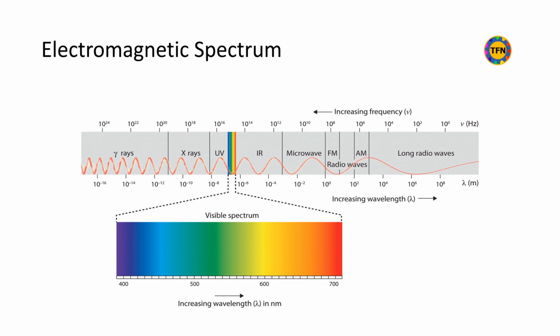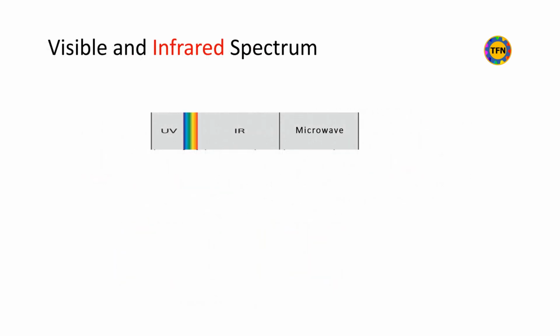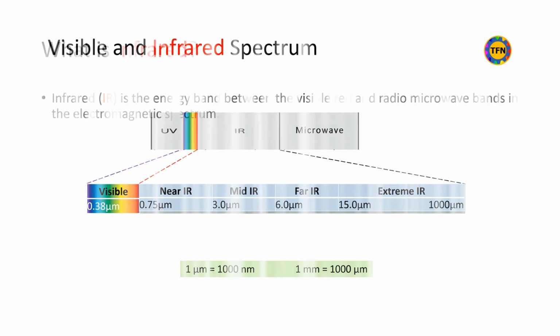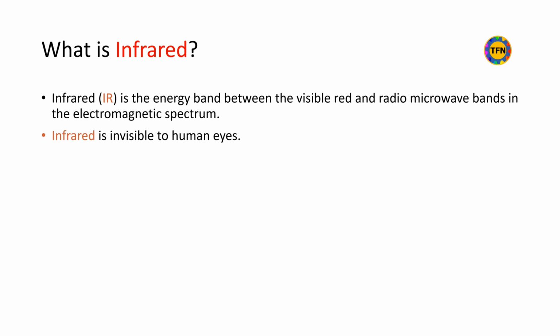Shorter wavelength radiation has a higher energy level even within the same band. Now let us see which wavelengths are in the visual and infrared bands. The visual spectrum includes wavelengths from 380 nanometers to 750 nanometers, and the infrared band includes 750 nanometers to 1 millimeter. Let us summarize what infrared is. Infrared is the energy band between the visible red and radio microwave bands in the electromagnetic spectrum. Infrared is invisible to human eyes.